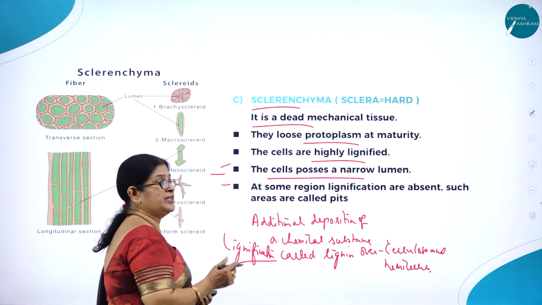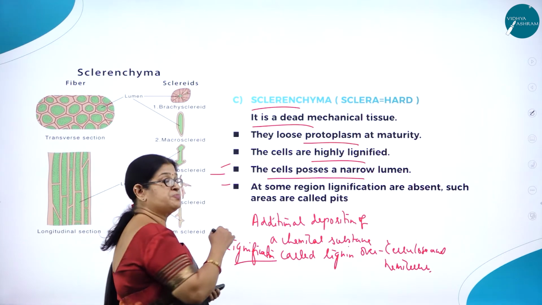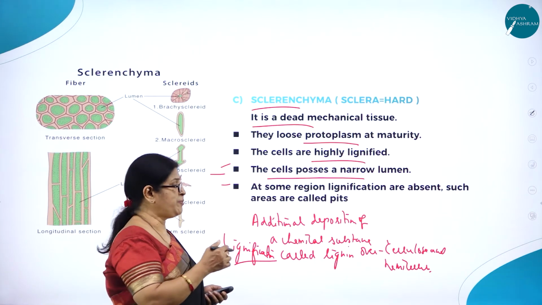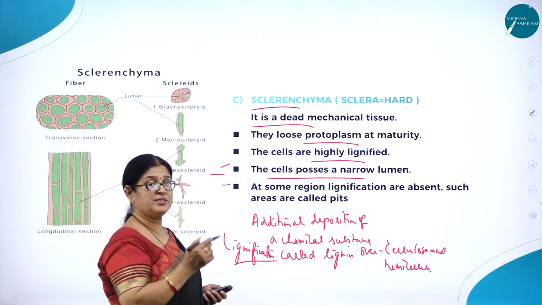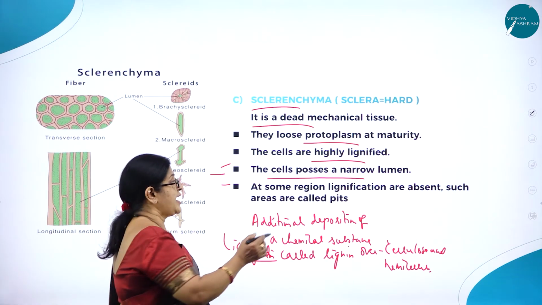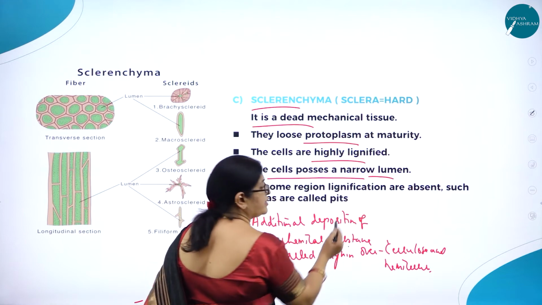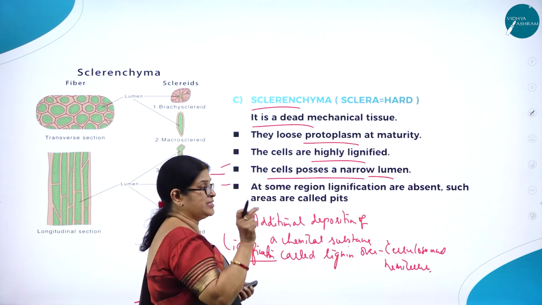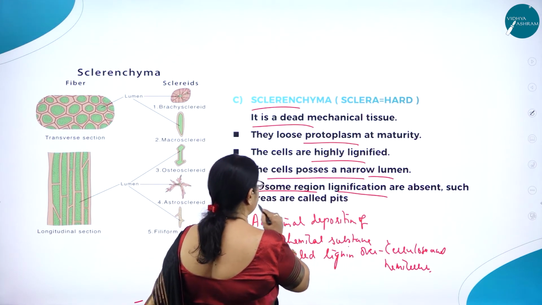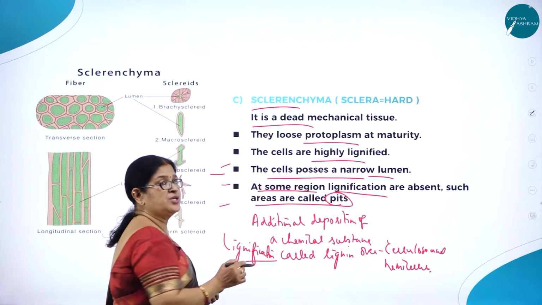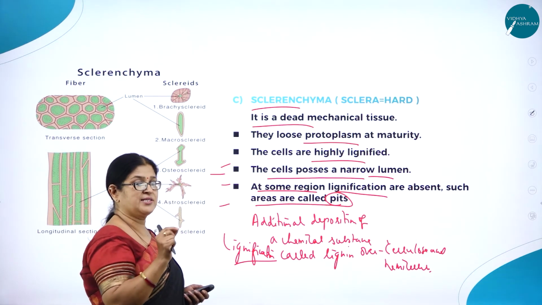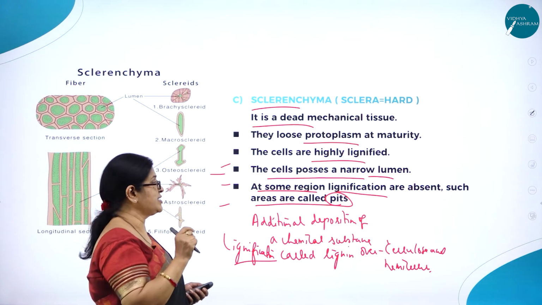And next, the cells possess narrow lumen. What do you mean by lumen? The empty space. Here, the space is reduced. The empty space is reduced because of the deposition of lignin. More lignin deposition will be there, and hence the lumen is narrow, very less. So lumen means the empty space. At some regions lignification is absent. Such areas are called pits. So you may not find lignification at one particular point, and such areas are called what?